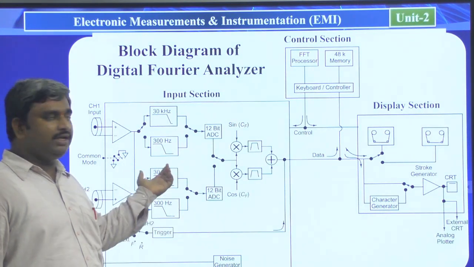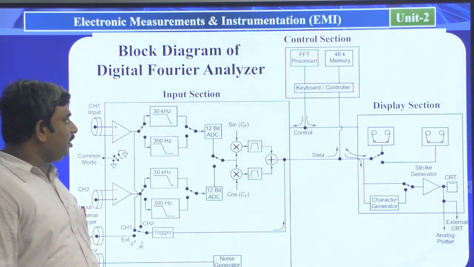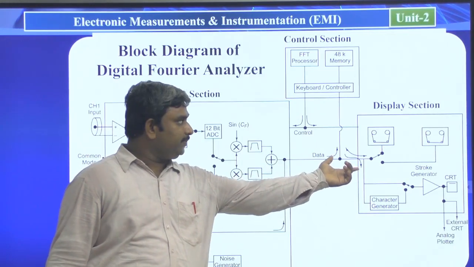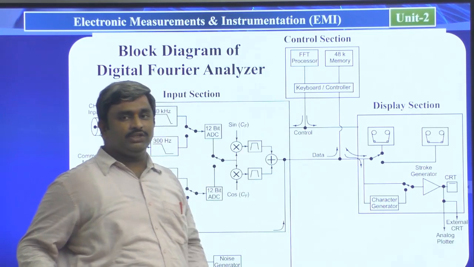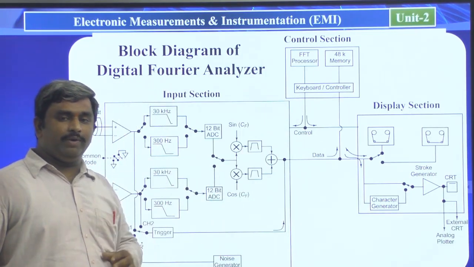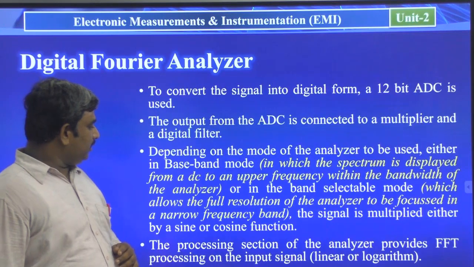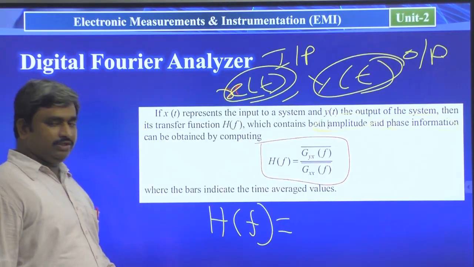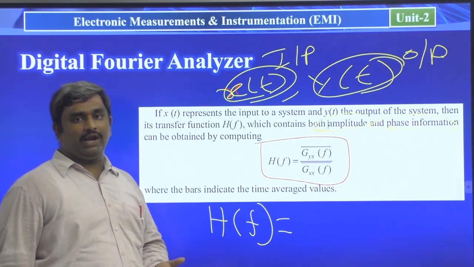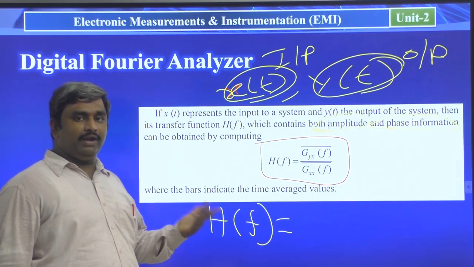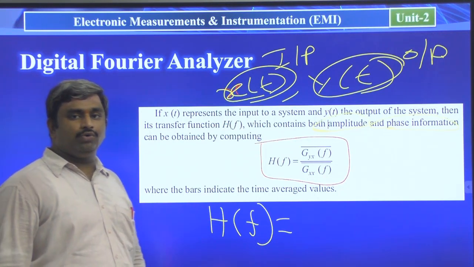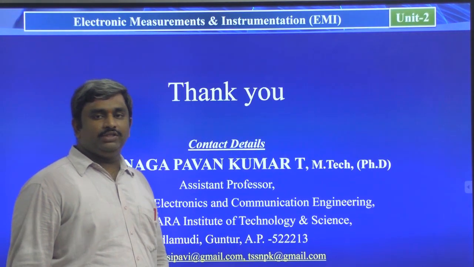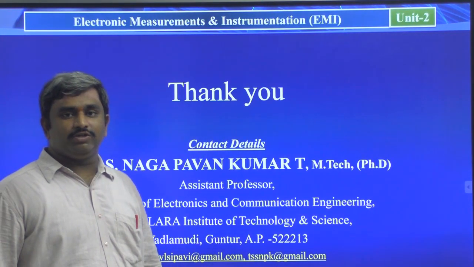It has three sections: input section, control section and display section. From the input section the signal is converted into a digital signal. The digital signal goes to the display section, where the control section controls which information has to be displayed, along with the theoretical explanation for the input, control and display sections, and how we obtain the transfer function from the given input signals and auto and cross correlation functions. Okay, thank you. With this we have completed the wave analysis concepts of Unit 2.